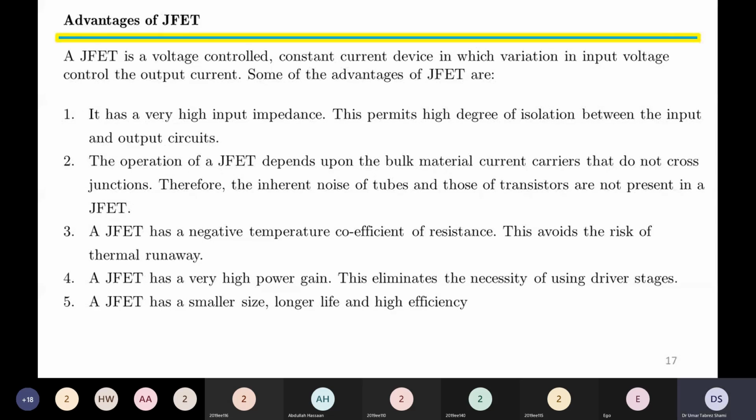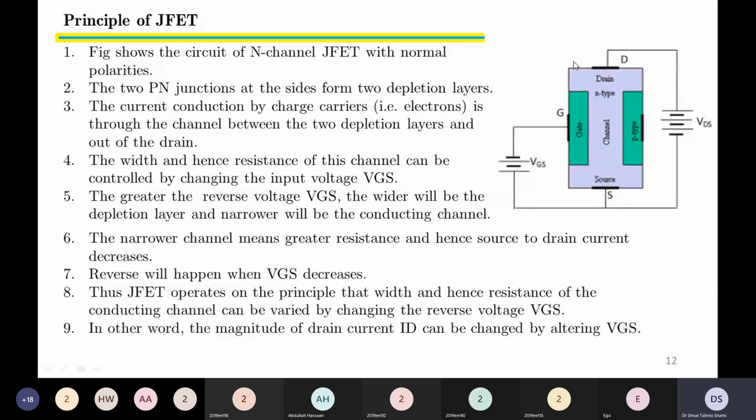The second advantage is that the operation of a JFET depends upon the bulk material current carriers that do not cross the junctions. Therefore, the inherent noise of tubes and other transistors is not present in the JFET. So in order to understand this second advantage, let us look at the construction of the JFET. By the term no junction exists, it means that between drain and source, there is a simple channel which will either be N-type or P-type.